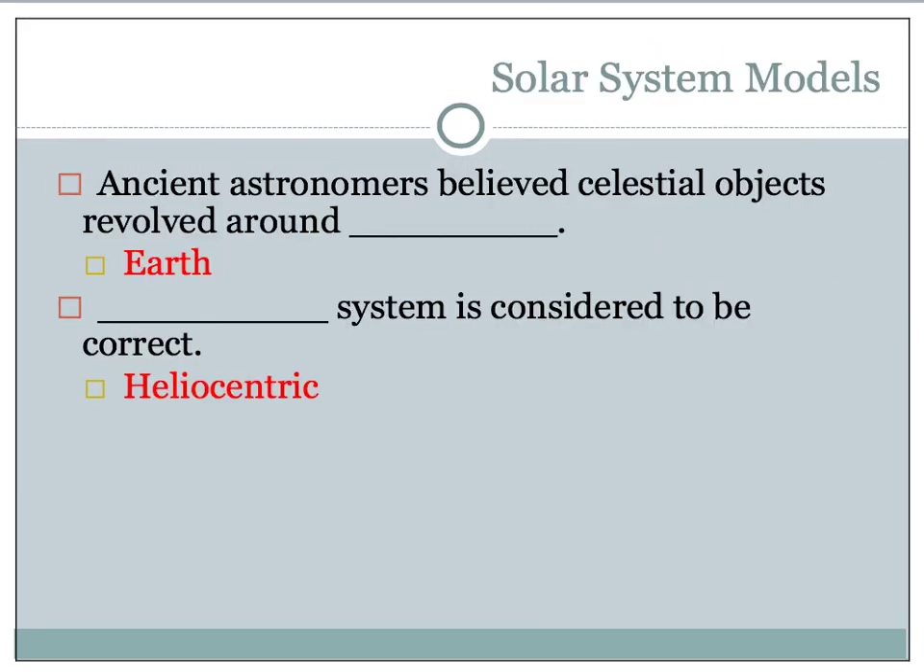Okay, finishing up solar system models here. Ancient astronomers believed celestial objects revolved around Earth, as you saw in that previous graphic. And finally, the heliocentric system is considered to be the correct system. And again, heliocentric is where the sun is in the middle. Finishing up solar system models there, you should have that box filled in.